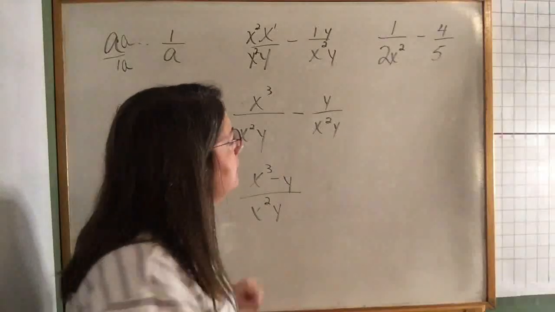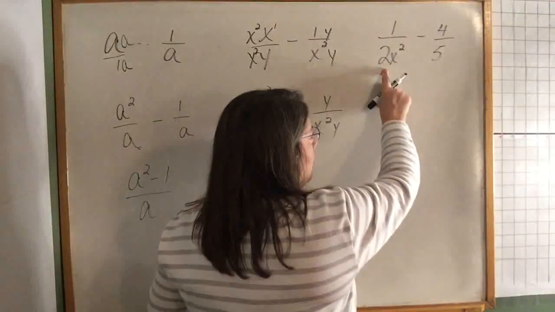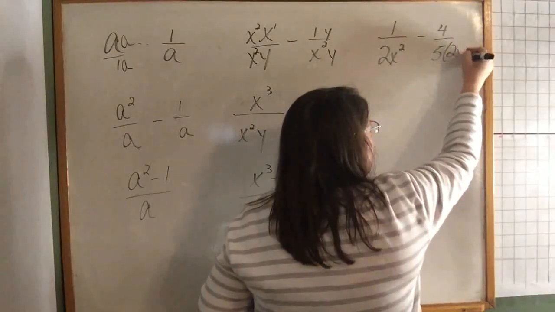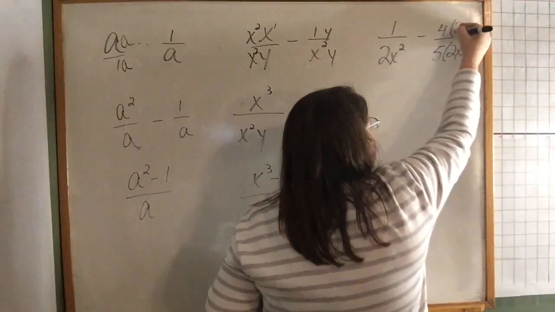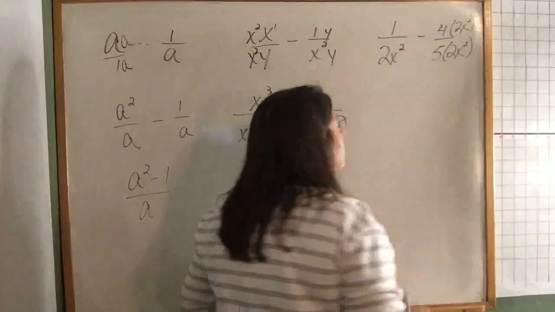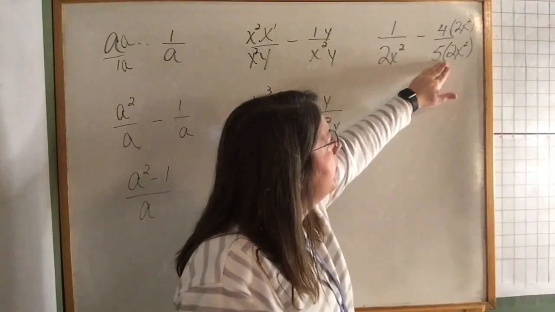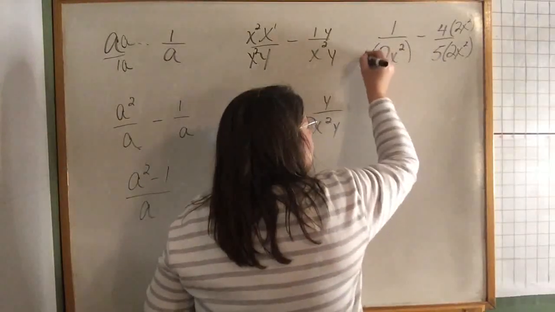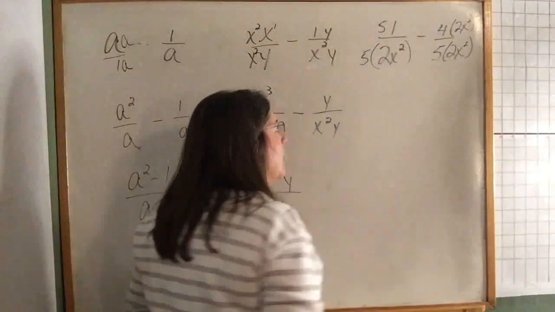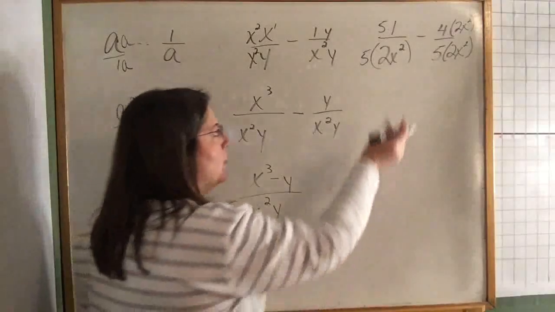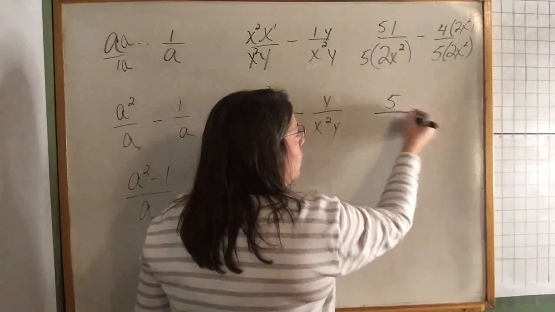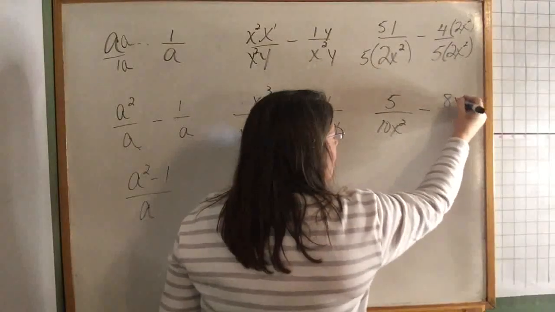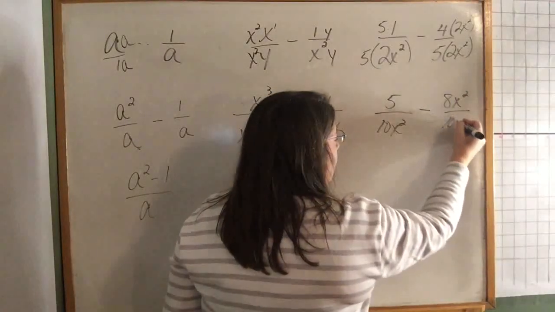Over here, this one has a 2x squared. This one needs a 2x squared. So I'm going to multiply by 2x squared on the bottom and on the top. This one has a 5 on the bottom. This one needs a 5. So I'm going to multiply by 5 on the top and on the bottom there. Then I'm going to multiply what I have. So I've got 5 over 10x squared minus 8x squared over 10x squared.